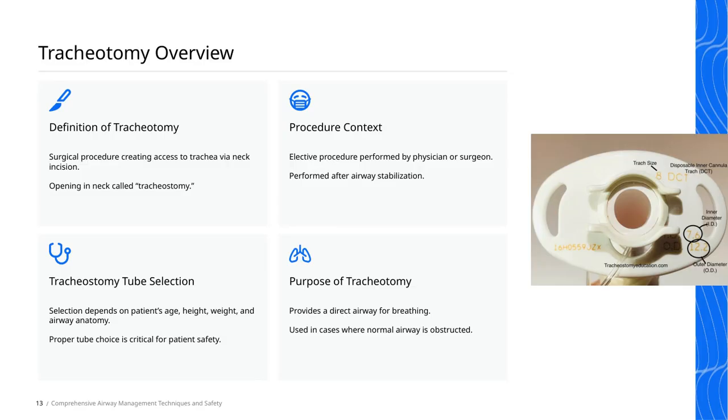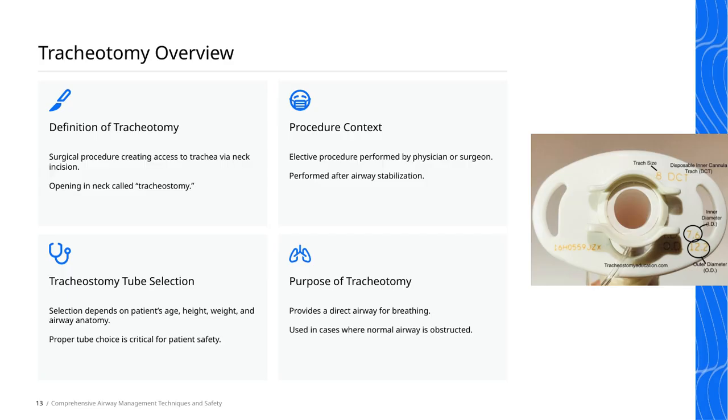Let's take a closer look at the tracheotomy overview. This technique is a key part of comprehensive airway management, providing a direct airway for breathing when necessary. It's especially useful in cases where the normal airway is obstructed and alternative methods are not effective. The main purpose of a tracheotomy is to ensure the patient can breathe safely and effectively.